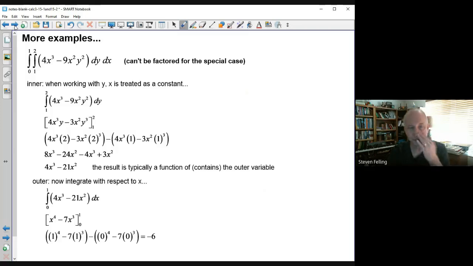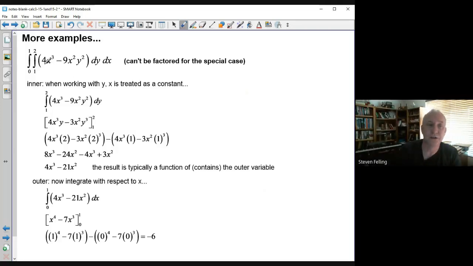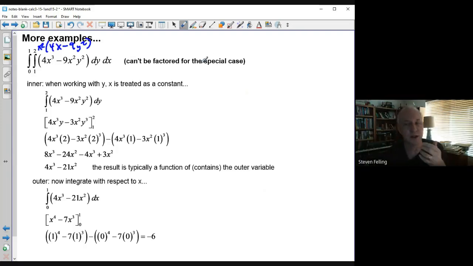Here's another one. Here's one where we can't separate, right? We have an integrand that's 4x cubed minus 9x cubed y squared, and there's no way to factor anything out here. You could factor an x squared out of the whole thing, but you would still have 4x minus 9y squared. So this factor still contains both variables. So there's no way that you can factor this for the special case.